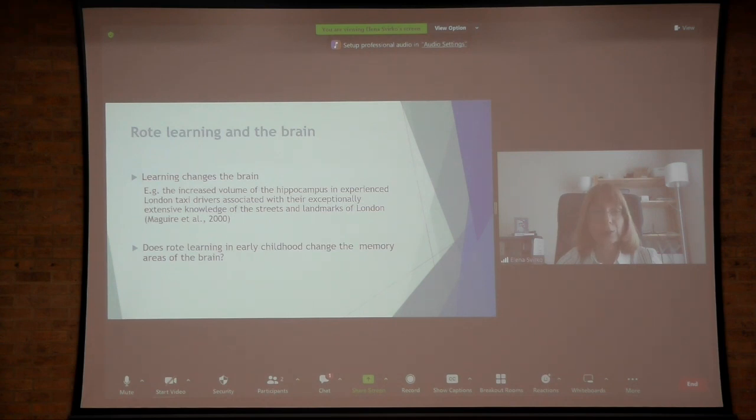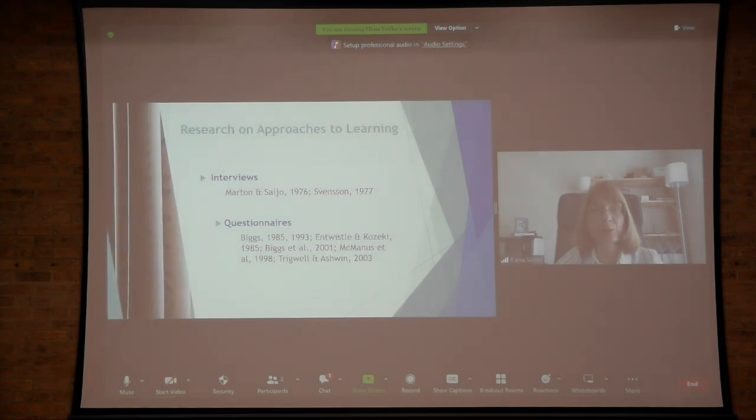Of course, I'm not suggesting that we should rote learn everything. Learning for meaning is still the gold standard. And this brings me to the next part of my talk, approaches to learning. Well, how you learn is a choice. Students are not passive recipients of information.